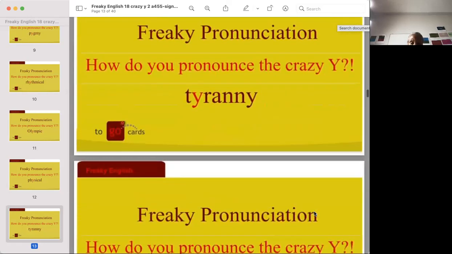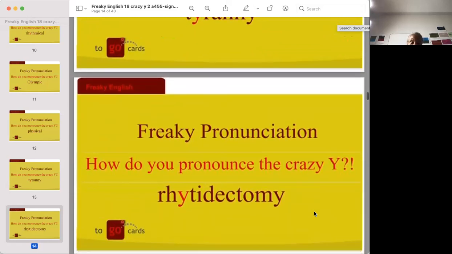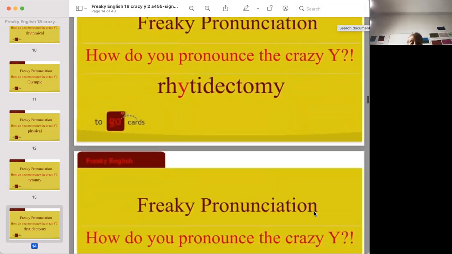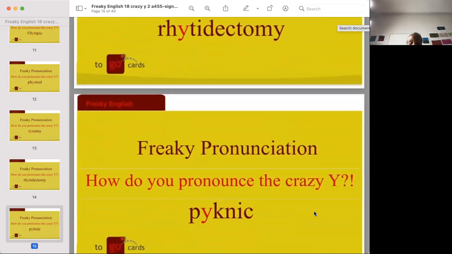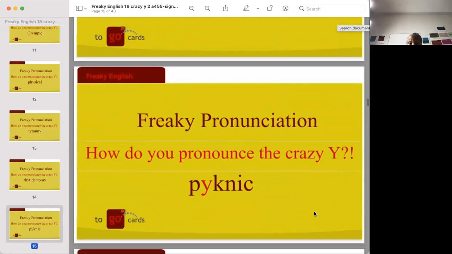Oops. Sorry for the noise. Rhytidectomy. That is a complicated word. This is not a common word. I think it's a much more academic word. Picnic. Normally, at least in American English, picnic is spelled with an I and not with a Y, but it has the same pronunciation.